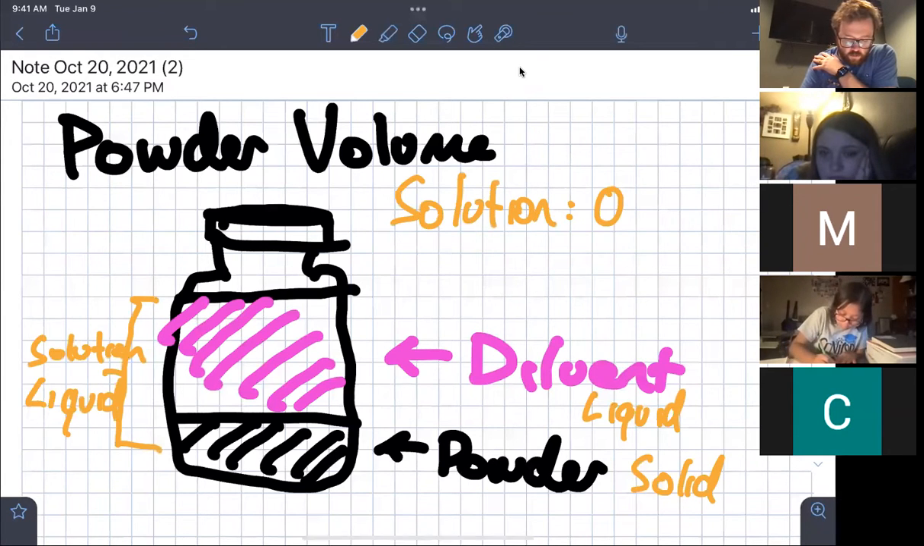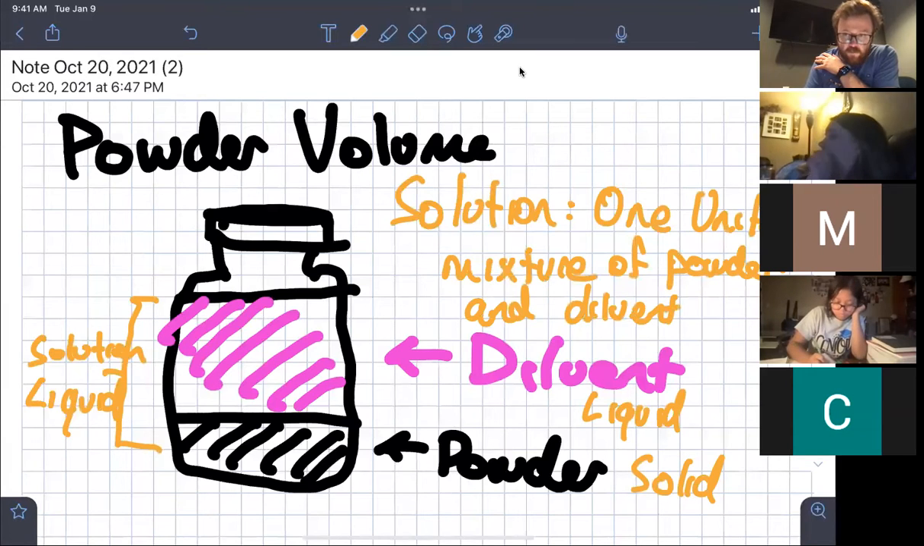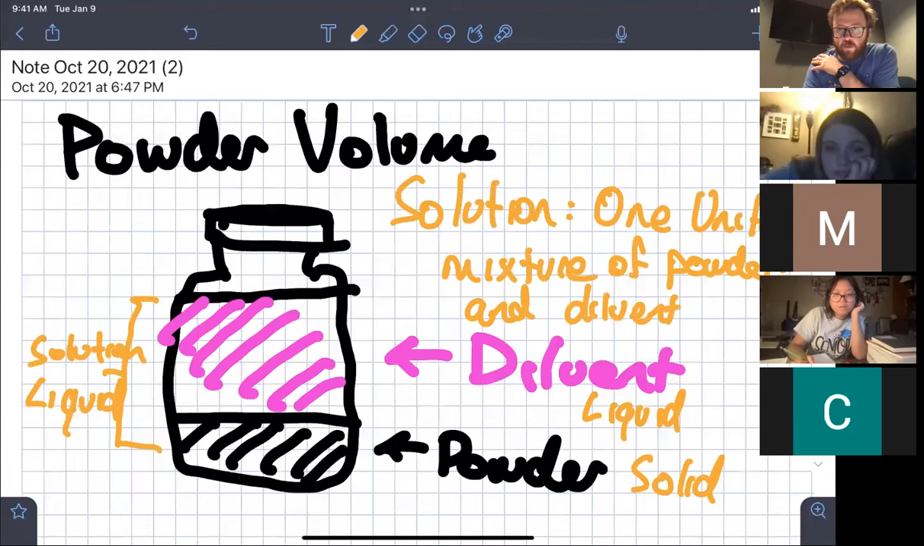If something is a solution, it is one uniform mixture of powder and diluent. Okay. So it is one uniform mixture. Can you separate that now? No, right? It's one mixture.